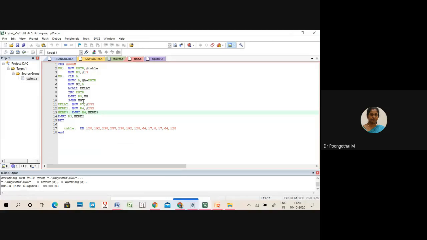Similar to your staircase waveform generation, define all your values in the lookup table, get the values and send the value to P2. After sending the value, you have to call the delay routine.